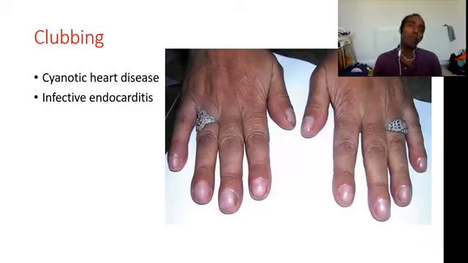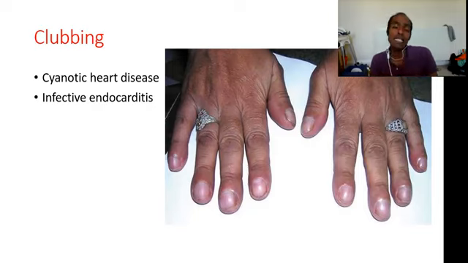Clubbing is very important for the cardiovascular system, and clubbing is seen in cyanotic heart diseases. Okay, clearly you see clubbing in every cyanotic heart disease. You also see clubbing in infective endocarditis, but usually the clubbing in endocarditis is mild. In cyanotic heart disease, you get really obvious clubbing. Okay, but in infective endocarditis, because it's a more acute process, it's only mild clubbing, so you have to be careful not to miss it.